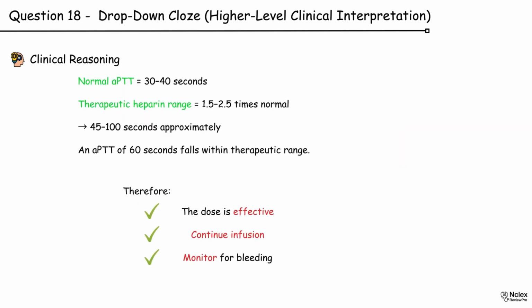Now, let's reason through this carefully. Normal aPTT is 30 to 40 seconds. When a client is receiving heparin, the therapeutic goal is approximately 1.5 to 2.5 times the normal value. If we multiply 30 to 40 by 1.5 to 2.5, we get an approximate therapeutic range of 45 to 100 seconds. An aPTT of 60 seconds falls clearly within that therapeutic range. That means the heparin is working as intended. The correct action is to continue the current infusion and continue monitoring for signs of bleeding.